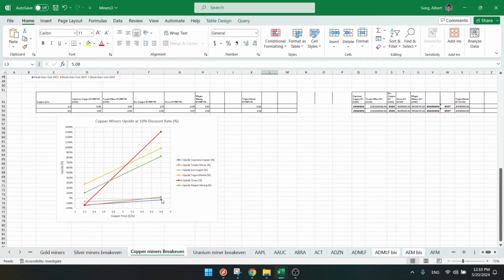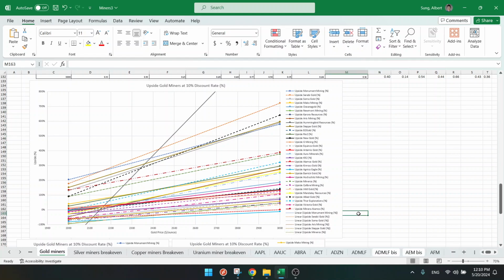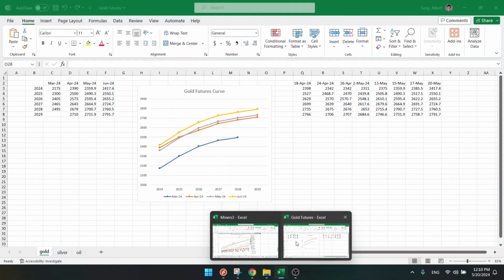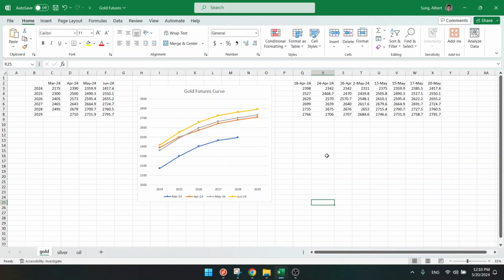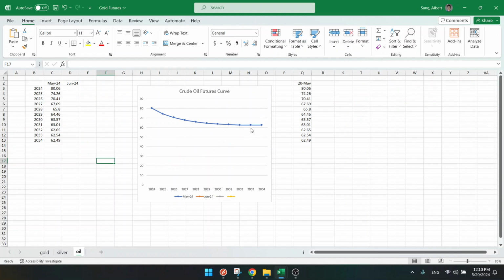Copper miners, I haven't looked at that futures curve. That's homework for you to do. But yeah, this was just a tutorial for you to look at futures curves because they actually give you a number of where the commodity can go to. And it's not looking good for oil.